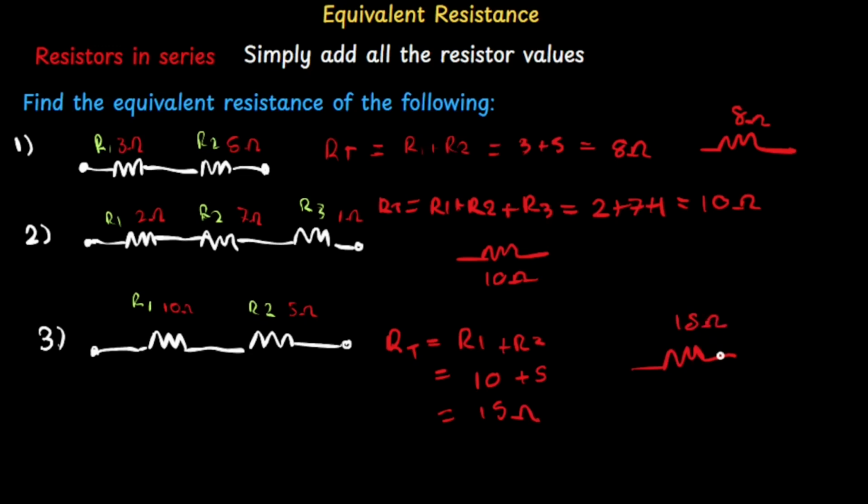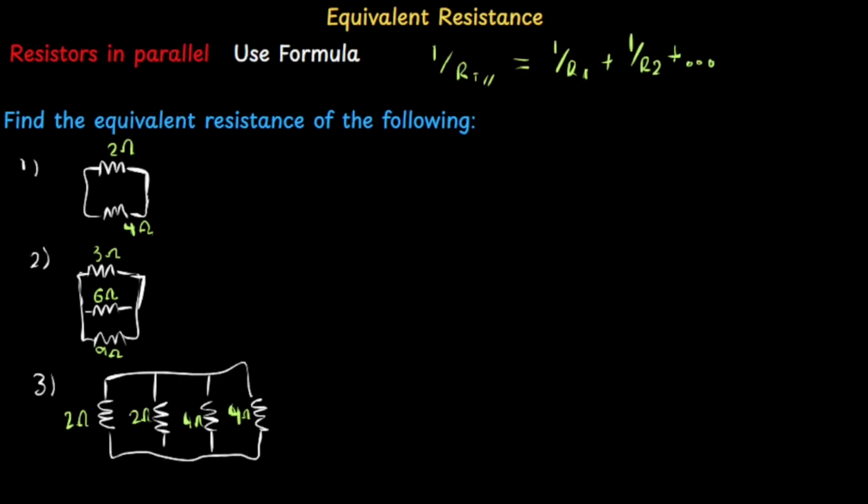It's quite simple, guys. I don't think we have to dwell too much on this part of equivalent resistance. We are now going to move on to equivalent resistance of resistors in parallel. Now, when it comes to the equivalent resistance of a system of resistors in parallel, it becomes a bit more tricky. We now have to use the formula 1 over RT parallel is equal to 1 over R1 plus 1 over R2 plus 1 over R3, etc.